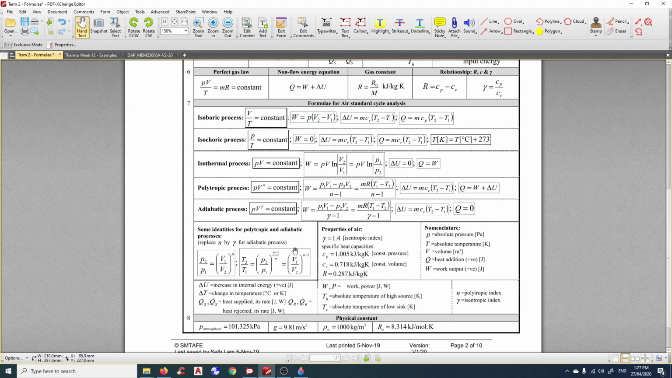Some processes, for the polytropic and adiabatic, can be expressed like such. So we use this expression, quite handy. Properties of the air, Cp, Cv, R are all given here, so you don't have to scramble during the exam to find where all the numbers are.